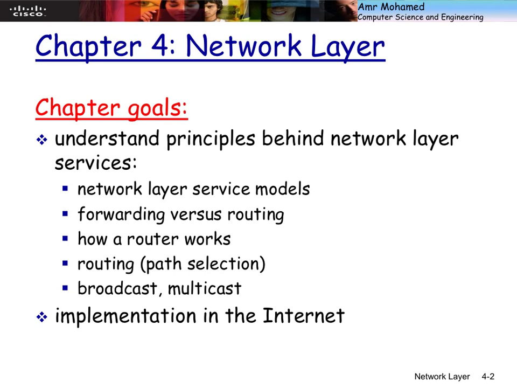We'll take a look at how the router actually works. We'll talk about even the router architecture from inside, and we'll talk about different router architectures and what the advantages and disadvantages of each one are. We'll talk about some routing protocols like OSPF and RIP and EIGRP and so on. And we'll talk about how we implement all these routing protocols on the internet.